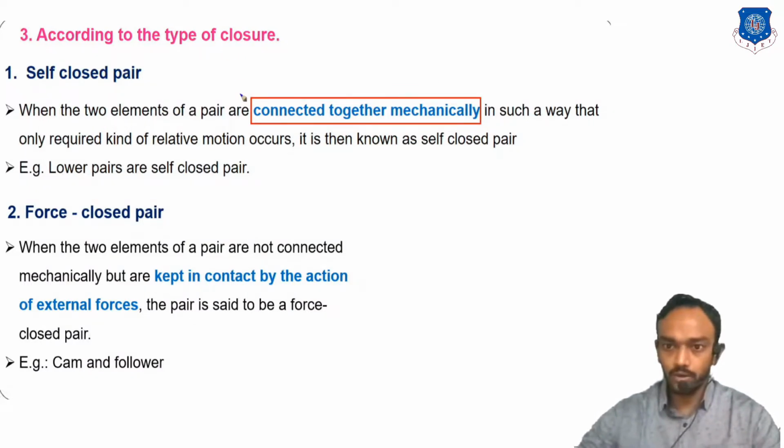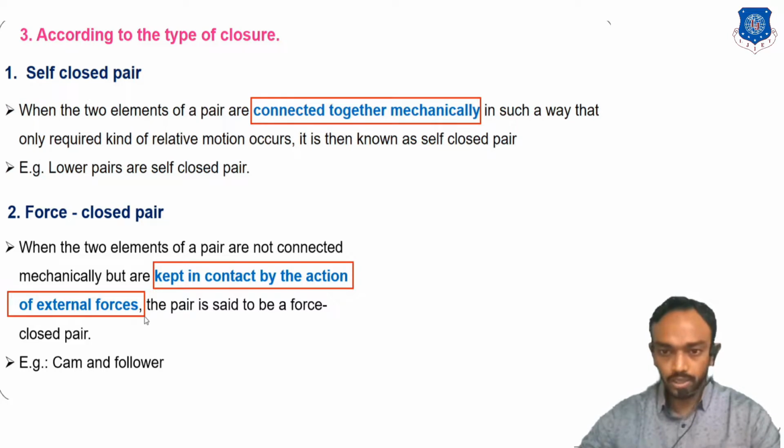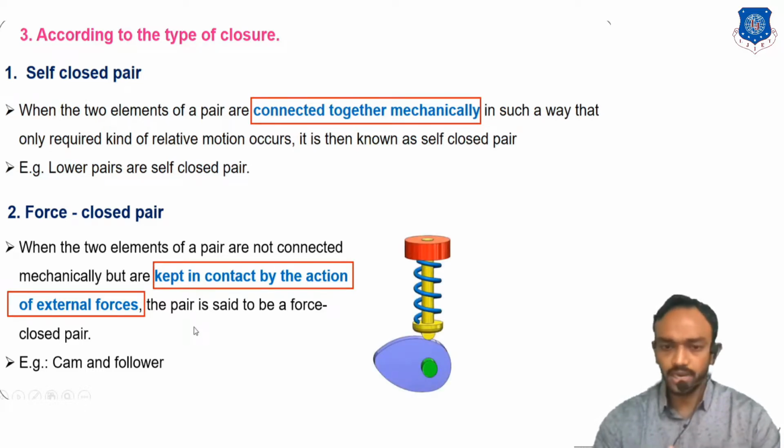When two elements of a pair are not connected mechanically, okay, they are kept in contact by the action of an external force, okay, then it is called a force-closed pair. An example of that is a cam and follower. In a cam and follower, there is a possibility that the follower moves in an upward direction and contact between cam and follower will be lost. So that will be eliminated by applying a spring force. We put the spring, or also we can put some load, always a constant load on that. So there is always contact between cam and follower.